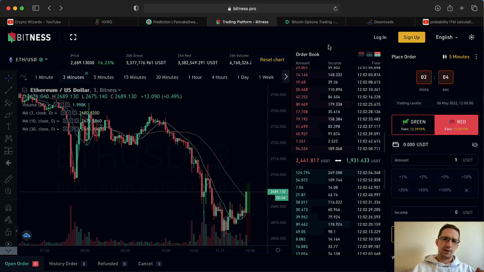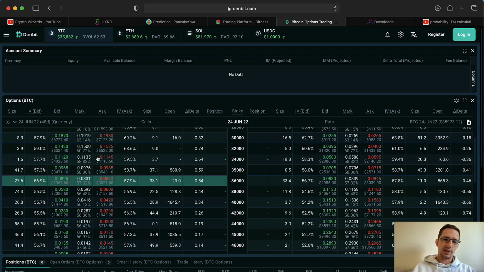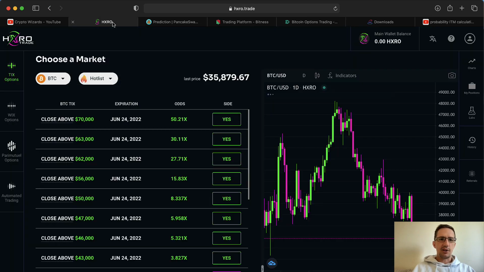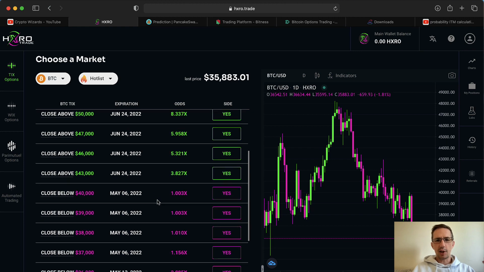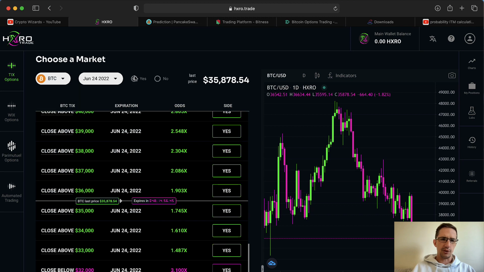Now let's talk about arbitrage, because here I've got Deribit. I could have Quedex up here as well, but I've actually just got an options chain in front of me, and this is for a contract on the 24th of June. So if I go over here to HXRO, you'll see we have these TIX options. With these TIX options, you can choose an expiration. So here I'm going to choose 24th of June.